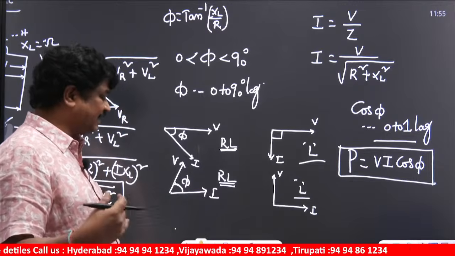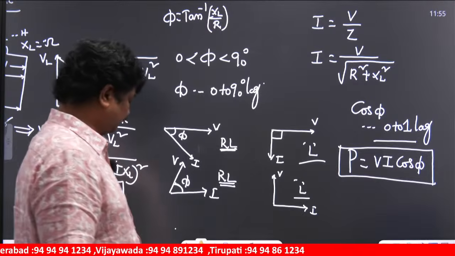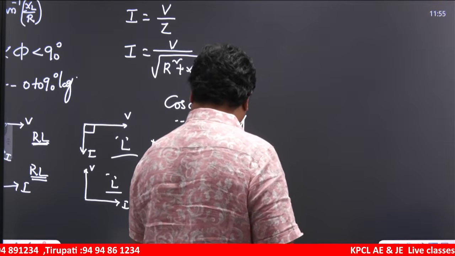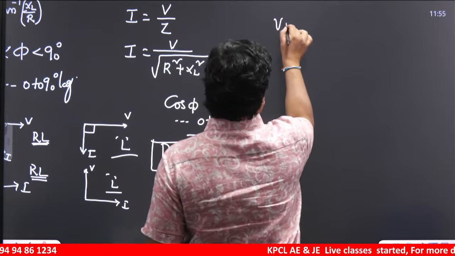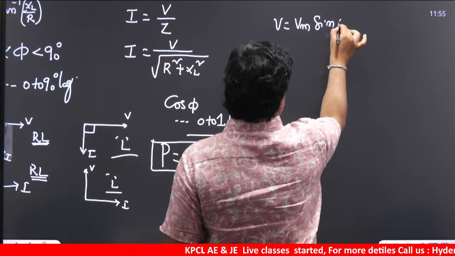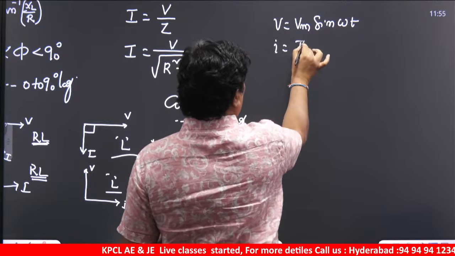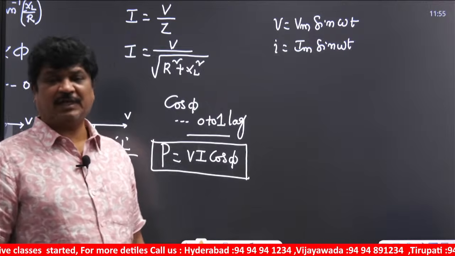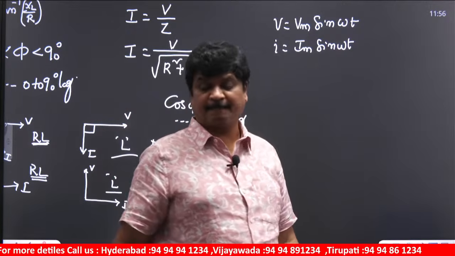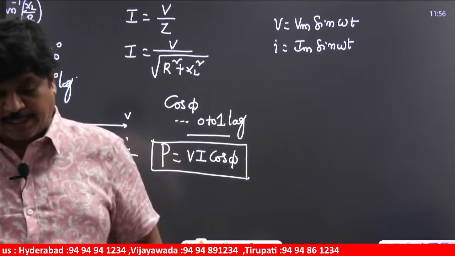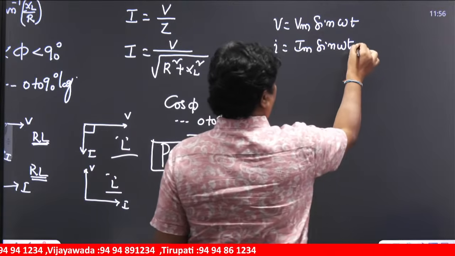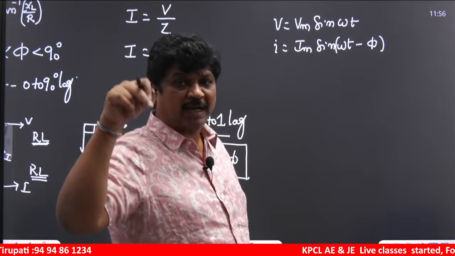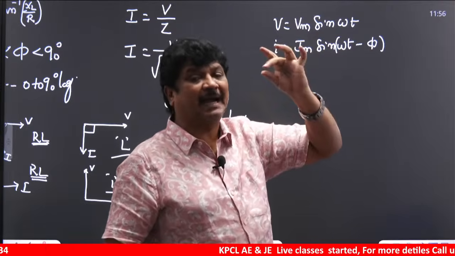Now, you can see how the voltage and current waveforms look for this. Suppose V is equal to Vm sin omega t, and current I is equal to Im sin omega t. What do I have to write here? Think for yourself. Here we can write the phi, that too minus phi. Why minus phi? Because current is lagging by some angle.